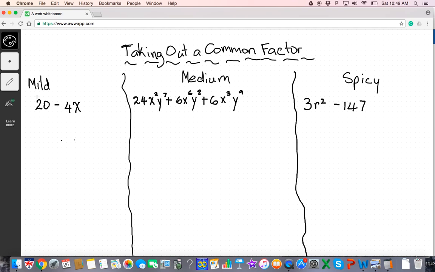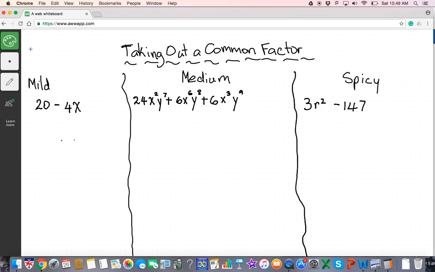A factor is a number that can divide into a number or an expression, a term. So here we have 20, and 20 has a bunch of factors. So side note, we'll list them over here.